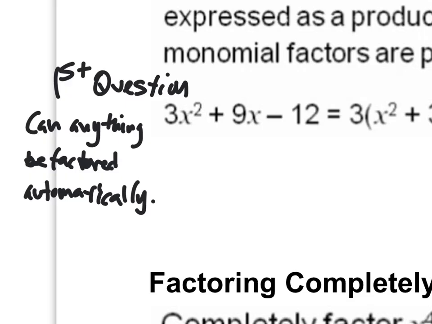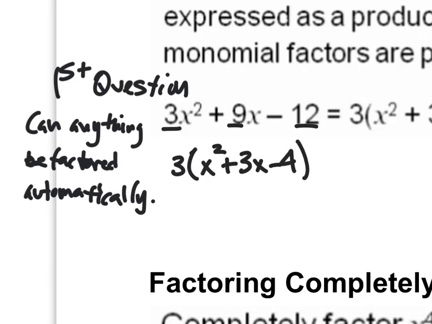If you look at something like this, where you have 3x squared plus 9x minus 12, you can factor out a 3 out of each of those terms. Look for the greatest common factor and see if there's anything that you can factor out. If you factor out a 3, you're left with x squared plus 3x minus 4. Now I'd look at that expression itself and ask, can I factor what's left over? Can I still factor this?